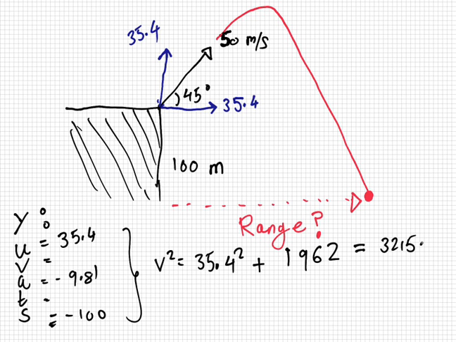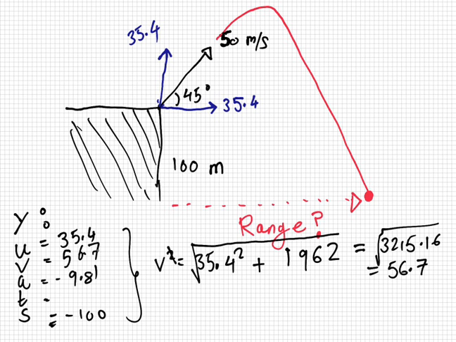3215.16. Right. Okay. So if I want the V, I need to do a square root now. 56.7. That's what I want. Meters per second, yes. Right. Now I can get the T by using this formula: V equals U plus AT.